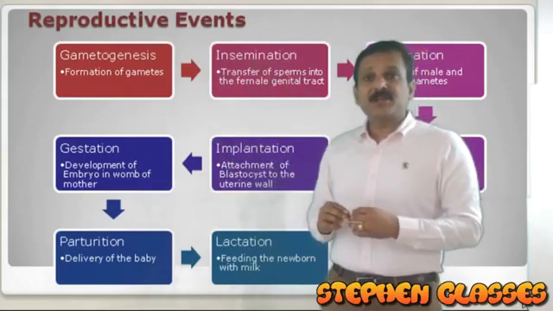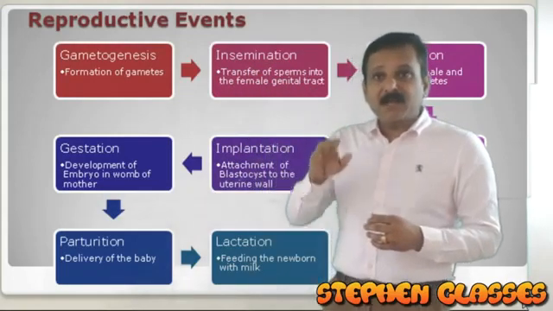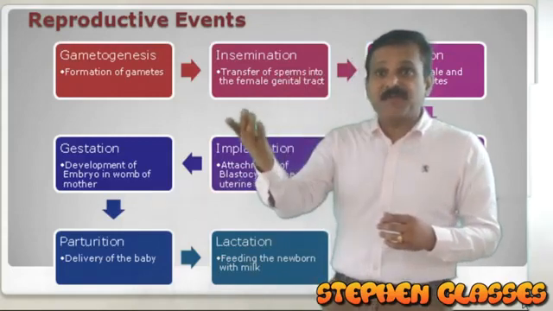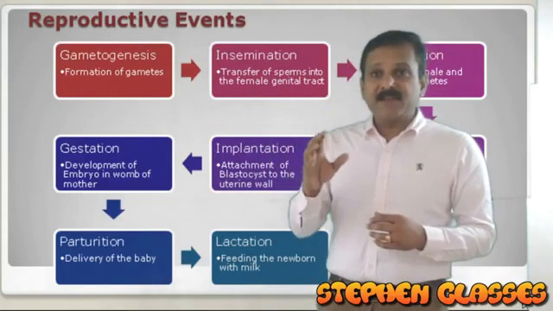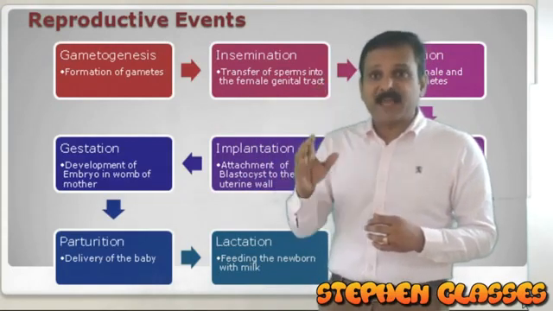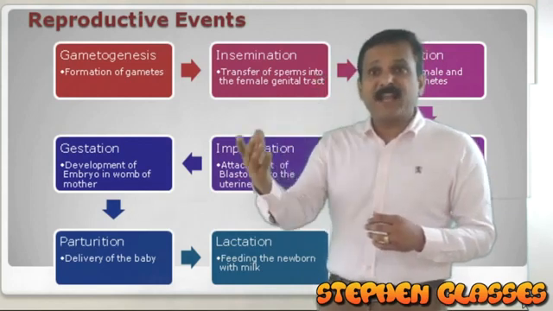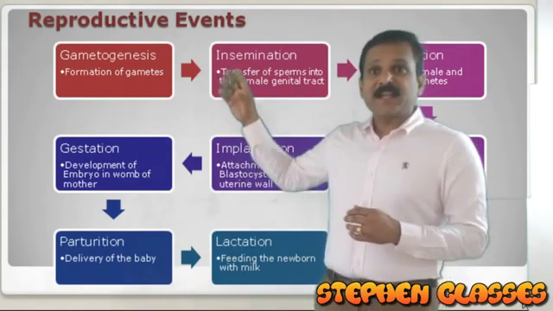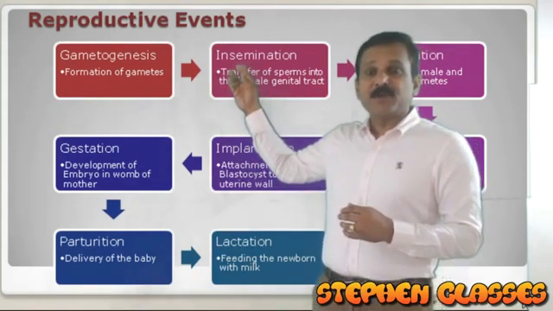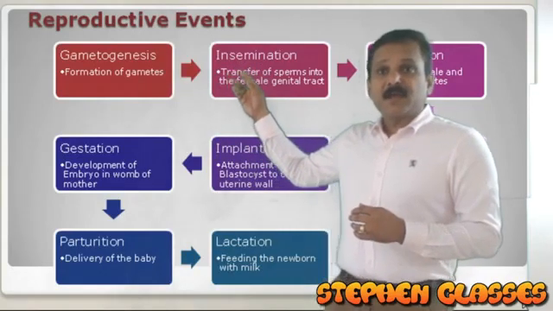Now after formation of the gametes, there will be another step called insemination. What is insemination? The male gamete has to be introduced into the female. The male individual will transfer the male gamete into the female genital tract, and that is called insemination. So what is insemination?